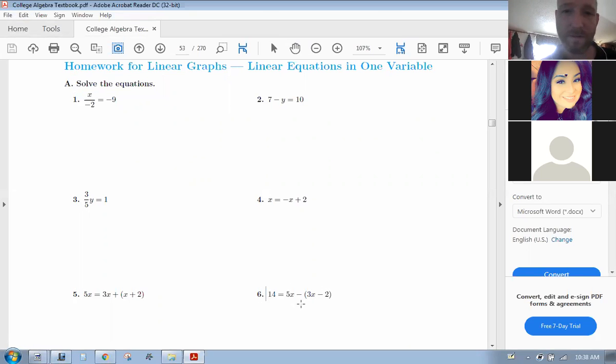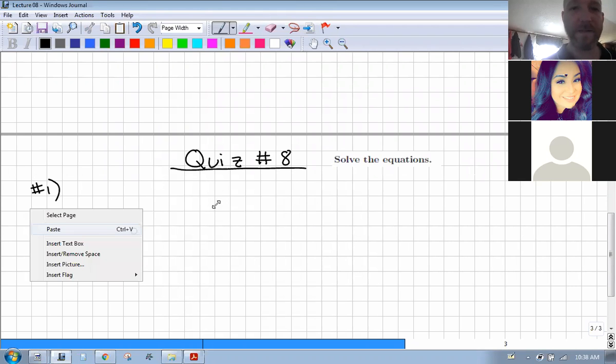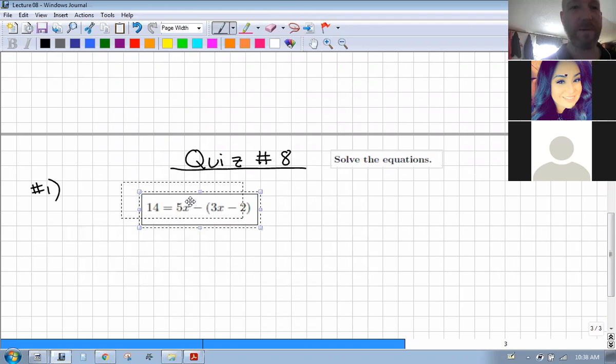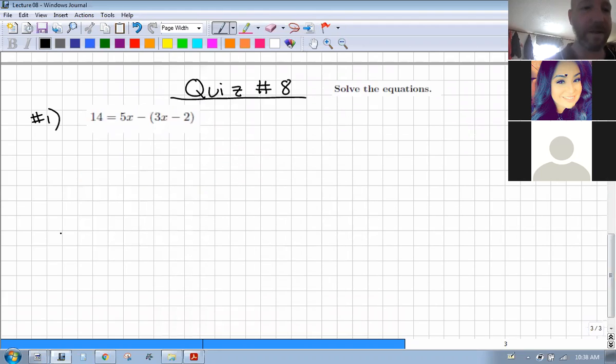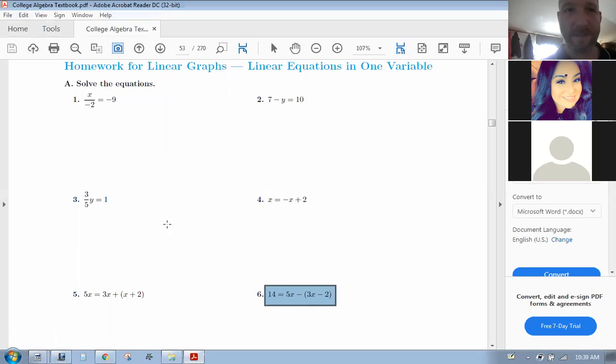Let's do this one. Remember, when you get your answer, you can always plug in whatever you got for x into the equation to check your work. See if you got it right. Plus, the answers to these homework problems are in the back of the textbook. There's an answer key back there.